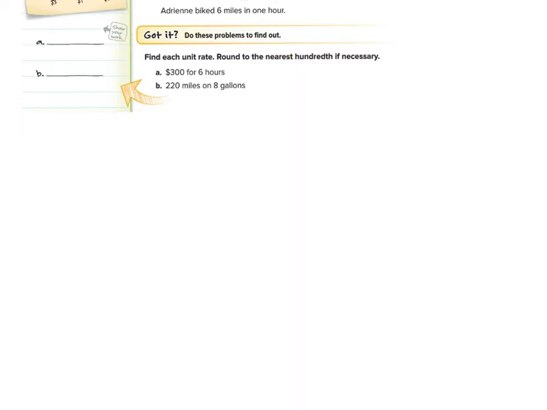Question B. 220 miles on 8 gallons. So with 8 gallons of gasoline, you can drive 220 miles. How much can you drive with 1 gallon of gasoline? So again, I brought it down to the unit, which means this 8 is equivalent to 1. So I have to divide this. I divided this 8 by 8. 8 divided by 8 is 1. So I'm going to divide 220 by 8.